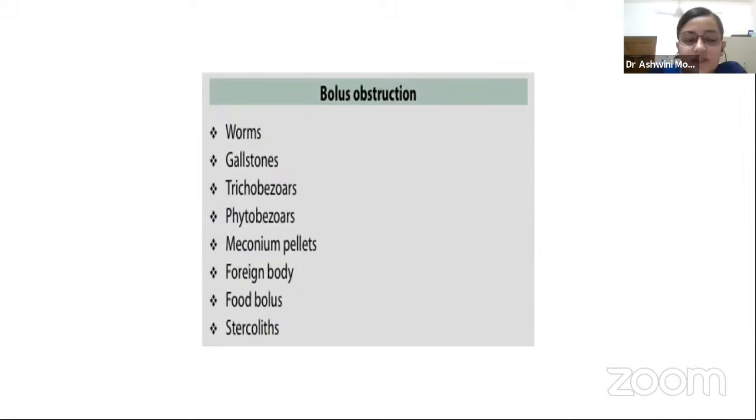Bolus, if there is something inside the lumen, that can be a bolus also. So which boluses can cause obstruction? Worm bolus, gallstone bolus, trichobezoar, phytobezoar, meconium pellets, foreign body, food bolus, and stercoliths. These are the boluses which can obstruct the lumen and cause obstruction.